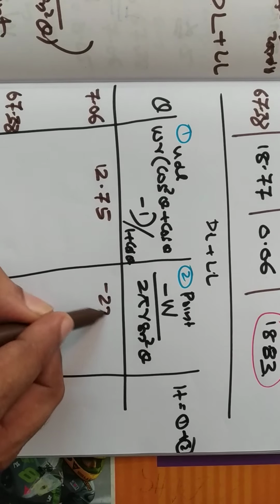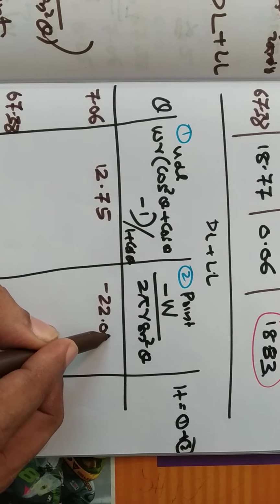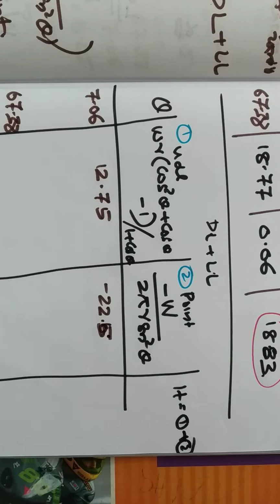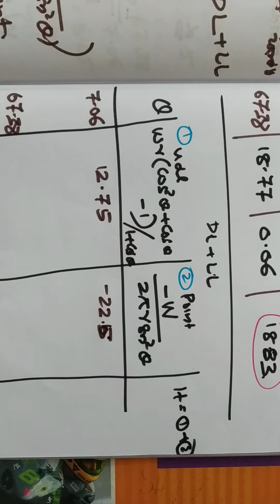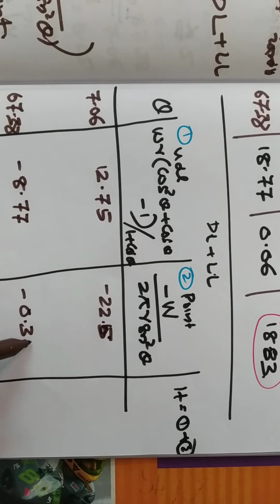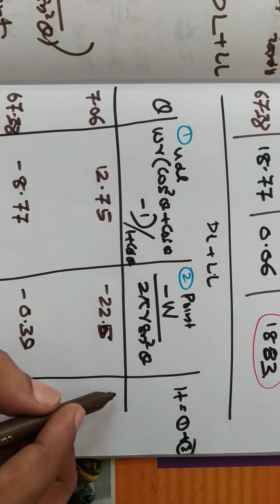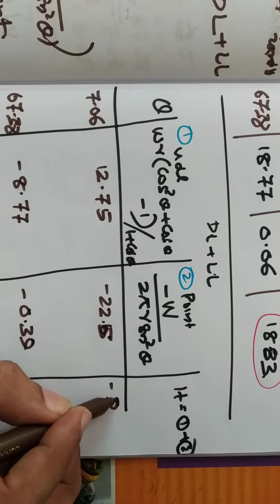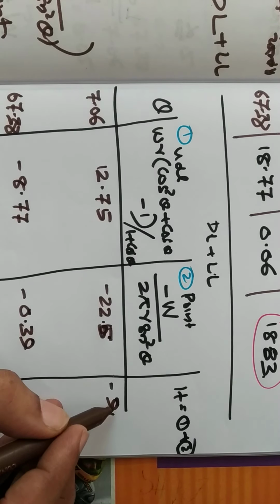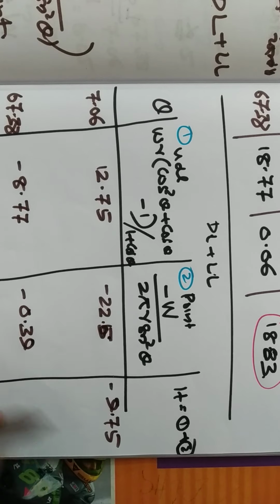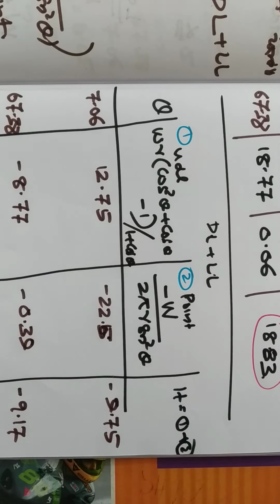minus 22.5. Okay, and for 67.38 it is minus 8.77 and minus 0.39. So adding both, you will get here minus 9.75 and here it is minus 9.17.